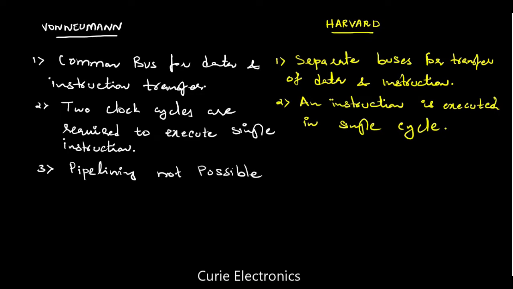In von Neumann architecture, pipelining is not possible. Pipelining means when you execute an instruction, we can fetch the next instruction or data. So it will speed up the processing. That is pipelining. That is not possible in von Neumann architecture. In Harvard architecture, pipelining is possible.